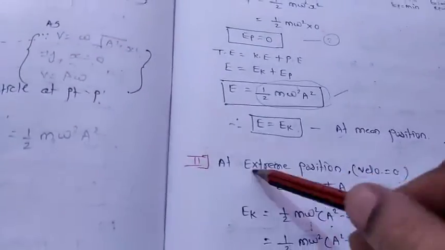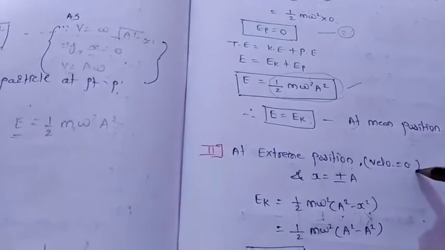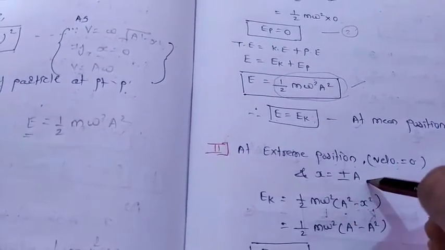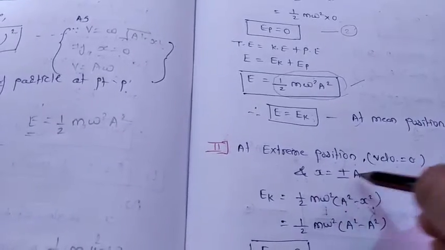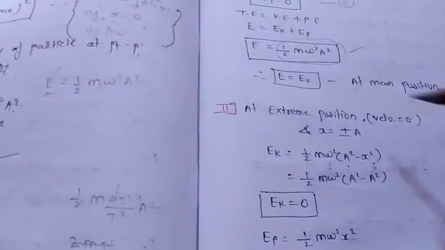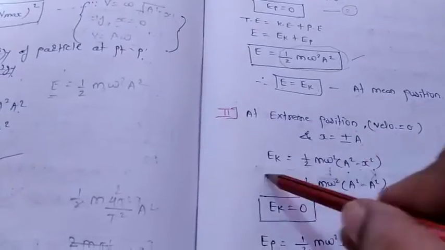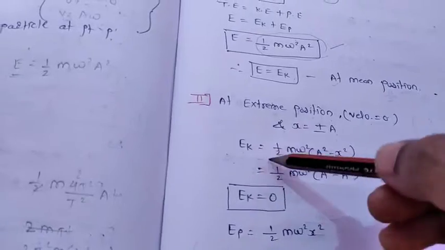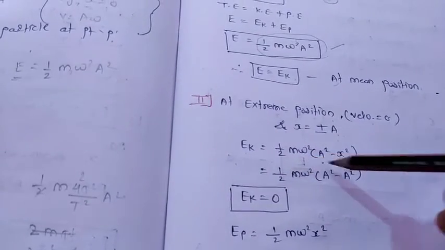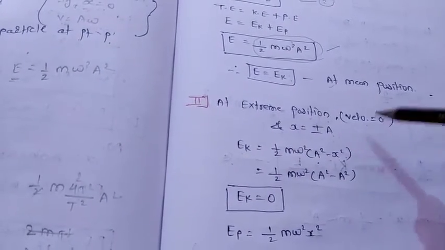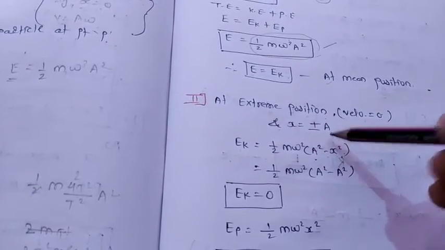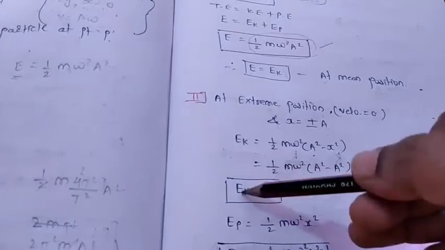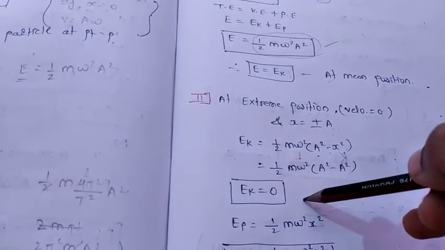So here at the extreme position we have the velocity equal to 0, and the amplitude, that is the displacement, is equal to A. So put this value in the formula of kinetic energy. Ek is equal to 1 by 2 m omega square (A square minus x square). As x is equal to A here, put this value here. A square minus A square gets cancelled, that is 0, and the kinetic energy becomes equal to 0.